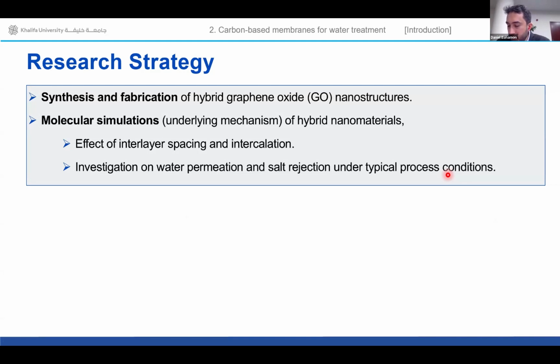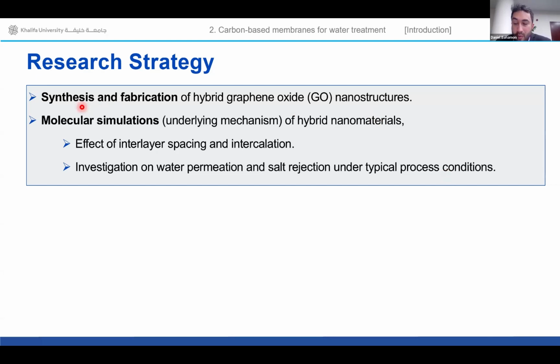Basically, the idea was to do research using not only simulations but experiments and simulations, trying to get some new materials or new membranes for water treatment. As I mentioned, the synthesis and fabrication was done in Korea, and so we focused on the molecular simulation part.